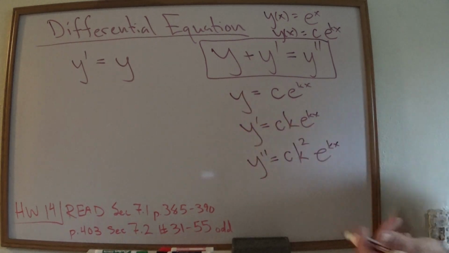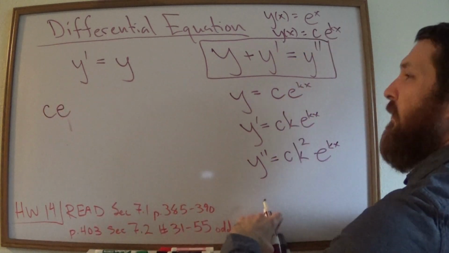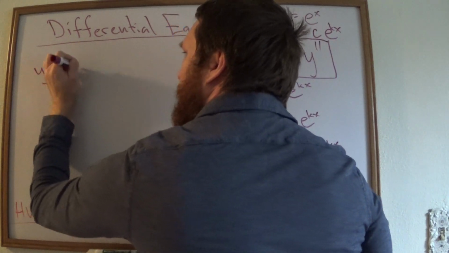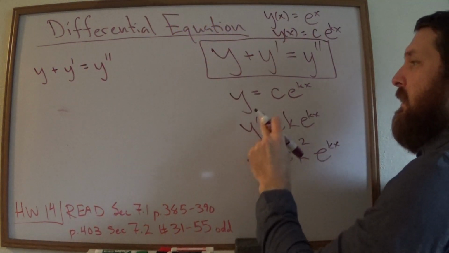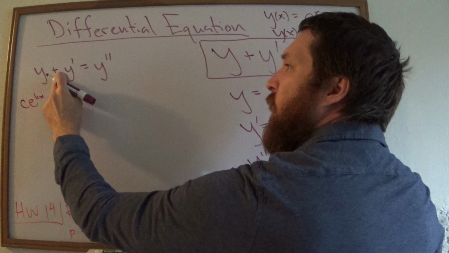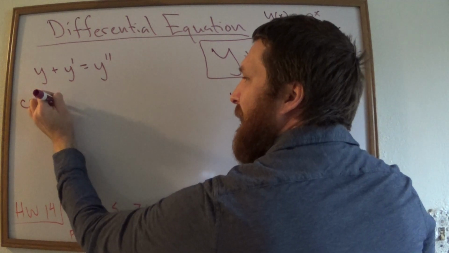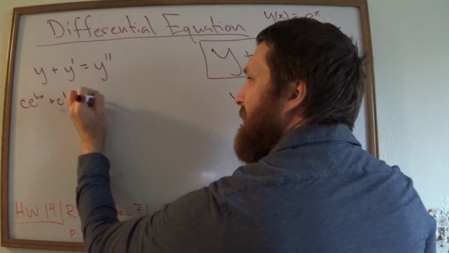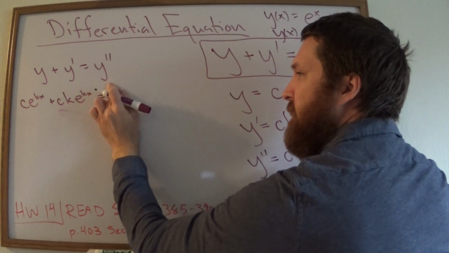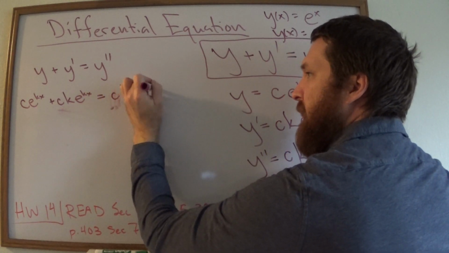I'll write it up here so you know exactly what I'm doing. We have the differential equation, y plus y prime equals y double prime. Now, y is some constant c times e to the kx. y prime is that constant times k, times e to the kx. And that's supposed to equal that constant times k squared, e to the kx.